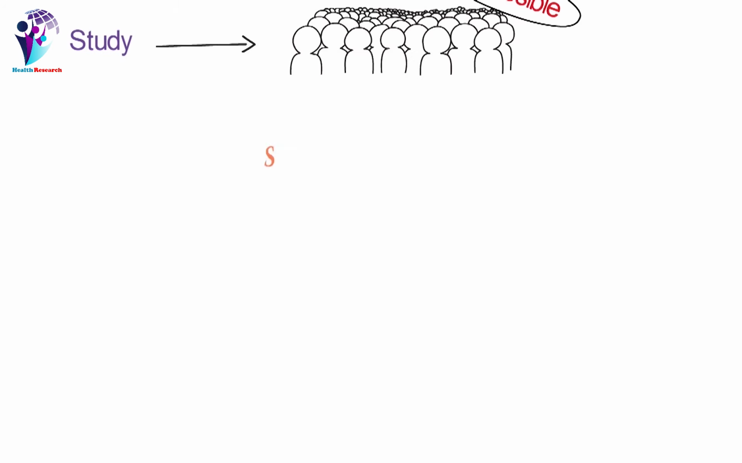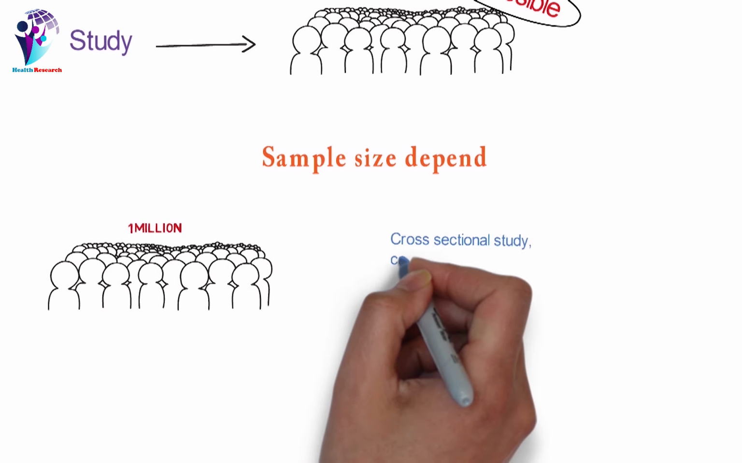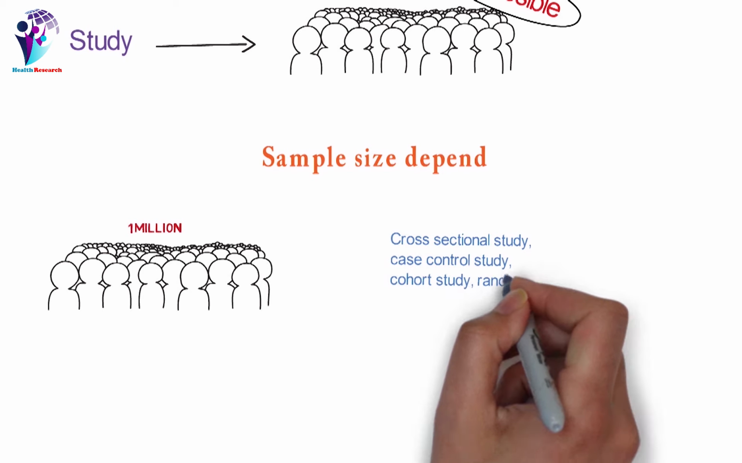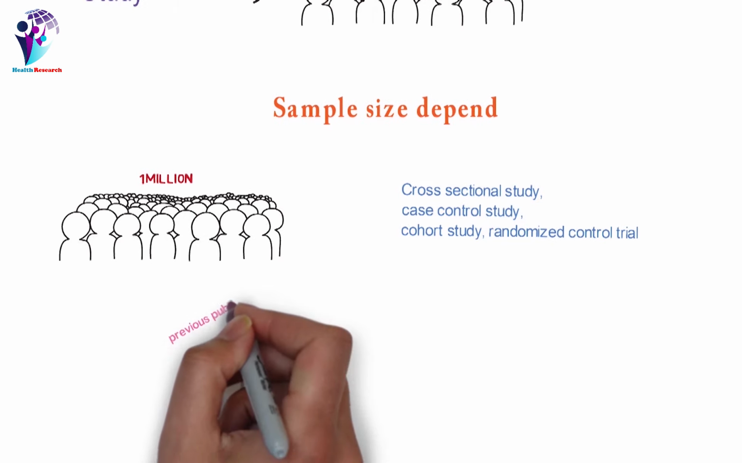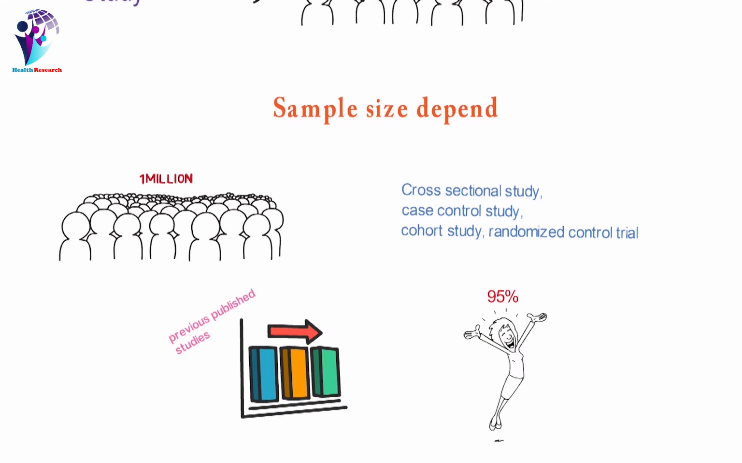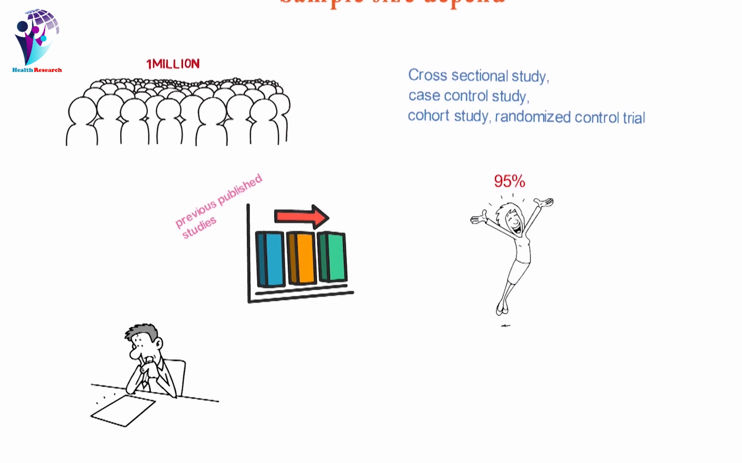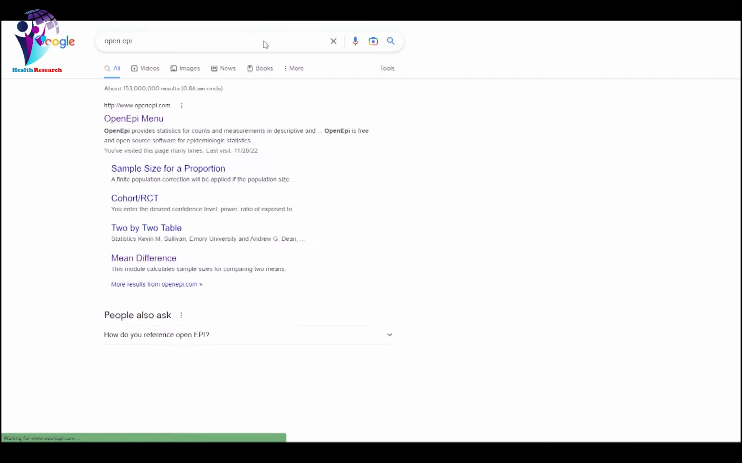Sample size depends on population of interest, which is usually taken as 1 million if population is unknown. Type of study, whether it is a cross-sectional study, case control study, cohort study, or randomized control trial. Magnitude of the outcome of interest is derived from previous published studies. Confidence level is usually 95% or above. Margin of error is usually 5% or below. Power, usually 80% or above for analytical studies. Design effect is usually 1 for random numbers.